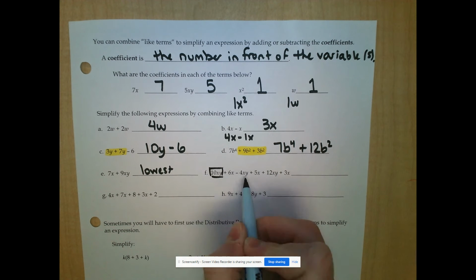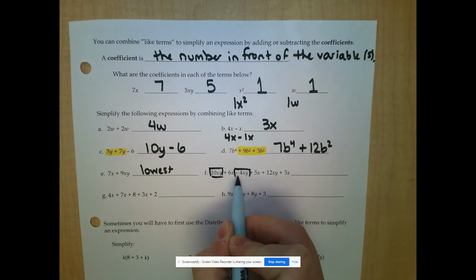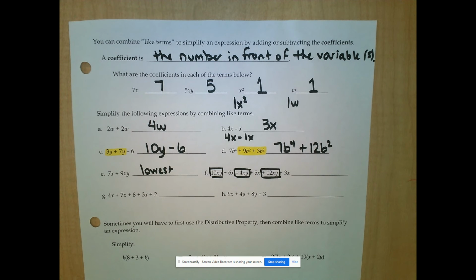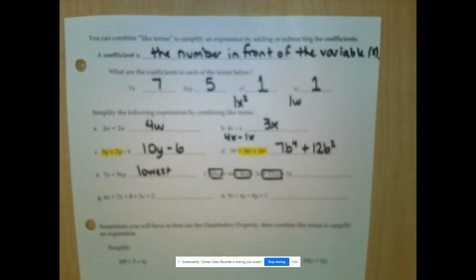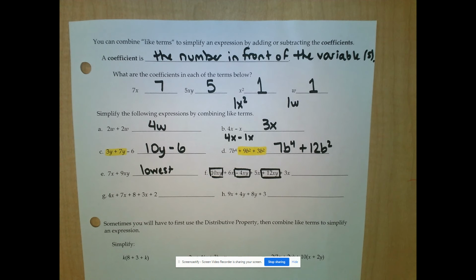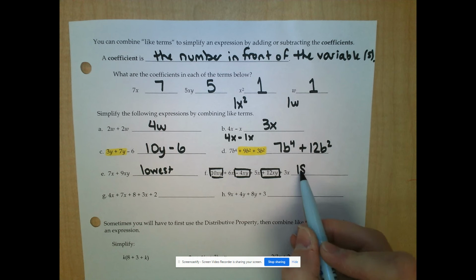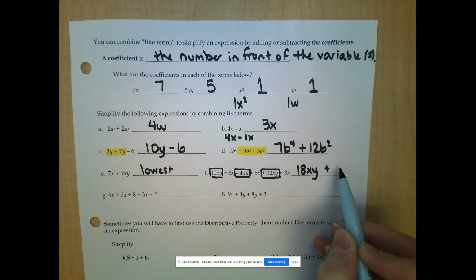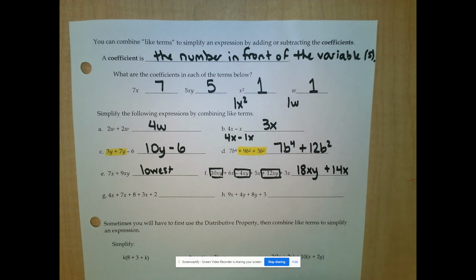So 10xy minus 4xy plus 12xy. Notice that I'm boxing in the sign that's right in front of it. That way I make sure that I add or subtract them. So if I have 10xy's and I take away 4xy's, that puts me at 6xy, plus another 12xy is 18xy. That's why I don't want to forget about that minus right in front of the 4. Plus 6x, plus 5x, plus 3x, if I combine all of those, plus 14x.